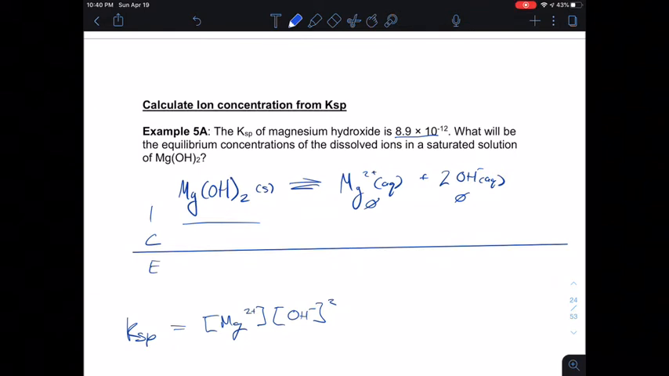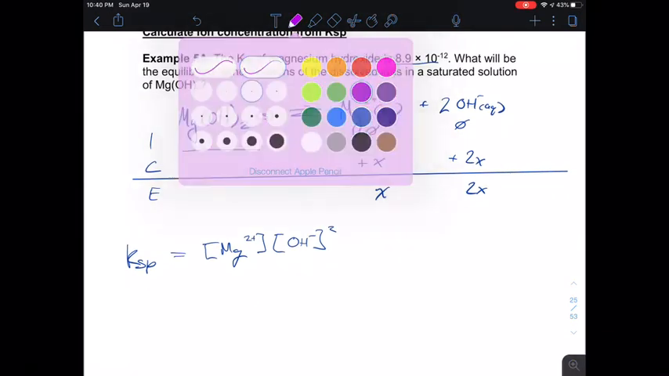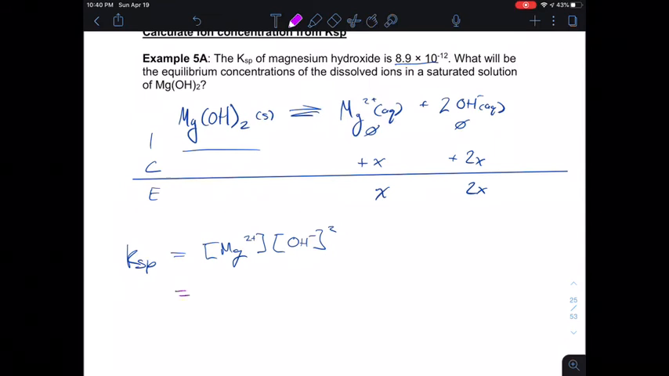So we're going to be thinking about this as this side of the equation increasing by x and increasing by 2x on this side. That leaves us with x and 2x as our concentrations. So what would happen to this equation over here if we replace these values with these x values?